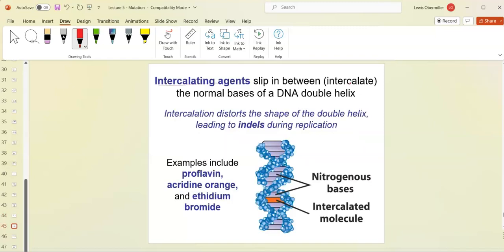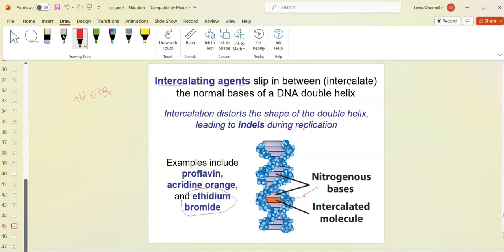Okay. Intercalating agents are agents that slip in between, or intercalate, the bases of DNA. So these are things like, for example, ethidium bromide, which is an intercalating agent. The reason we use that is because DNA fluoresces in a wavelength that you can't detect with your human eye. So we add a compound that has an affinity to slip in between the bases, and I'm talking about ethidium bromide. So we add ethidium bromide to our DNA. It intercalates in here.